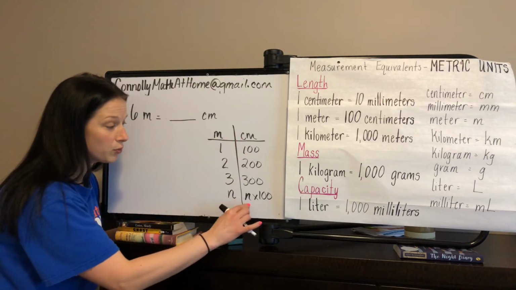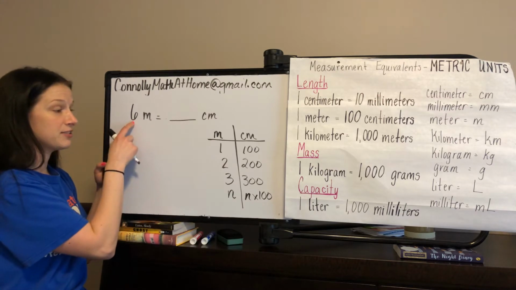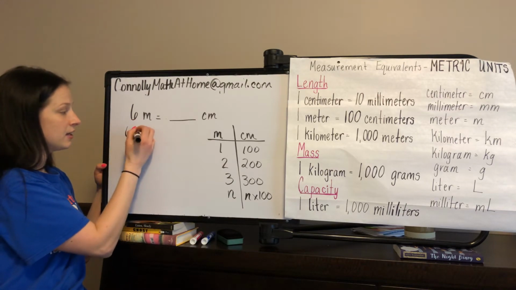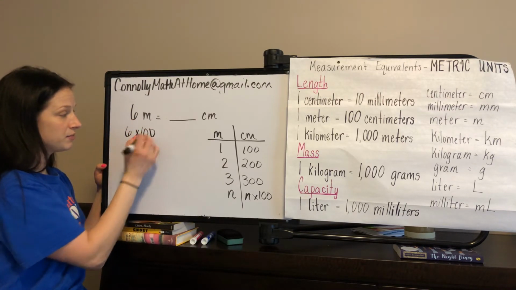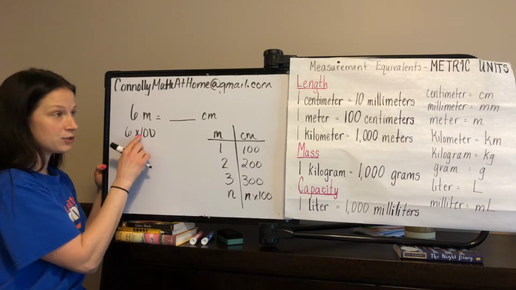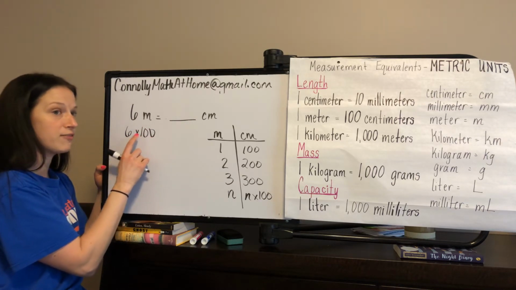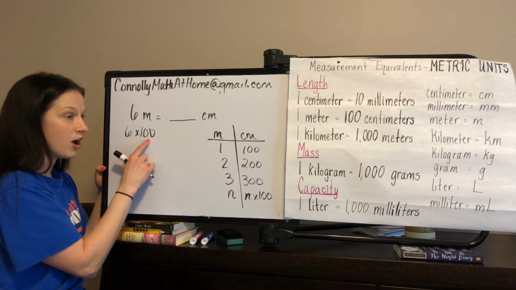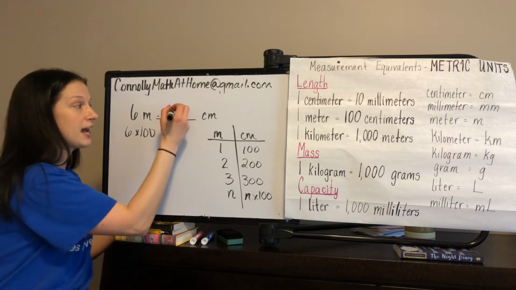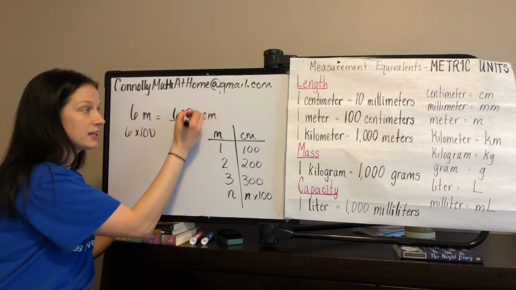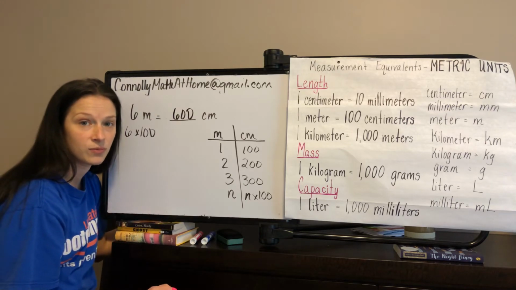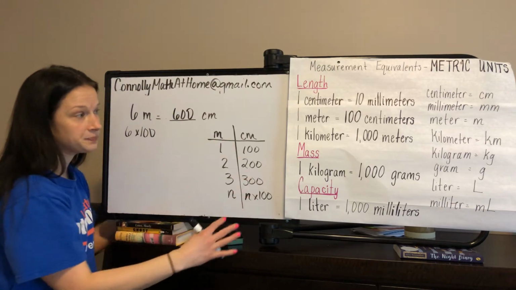So what we're going to do is think about, we have 6 meters. We're going to multiply by 100 because every meter is a group of 100 centimeters. So if I have 6 groups of 100 centimeters, I have 600 centimeters. Okay, so that's one example.